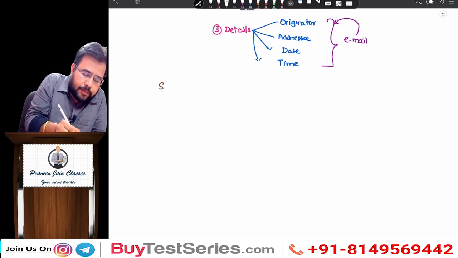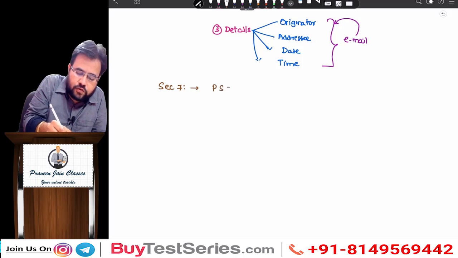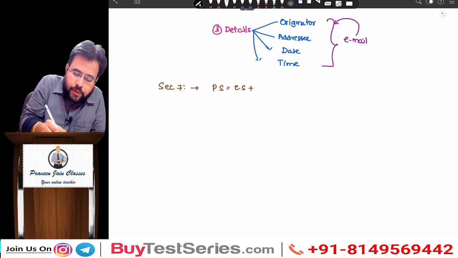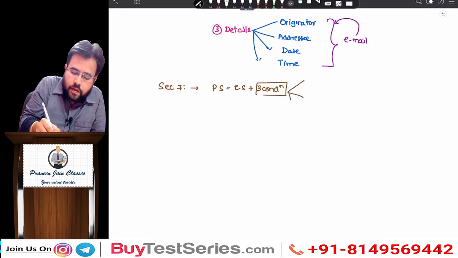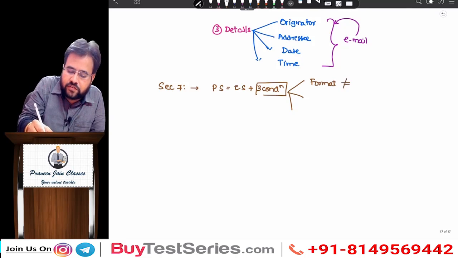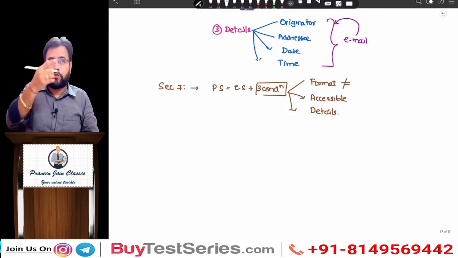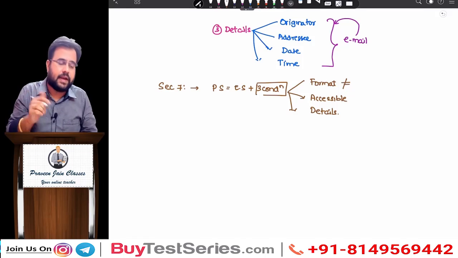So now again I am putting the summary, sir. Section 7 says what, sir? Physical storage is equal to electronic storage. Will it work or not? It will work, provided you fulfill 3 conditions, sir. What are those 3 conditions? The format should not change, sir. Documents should be accessible. And you should maintain certain details: the originator, from whom you are receiving, to whom it was sent, date and time, sir.